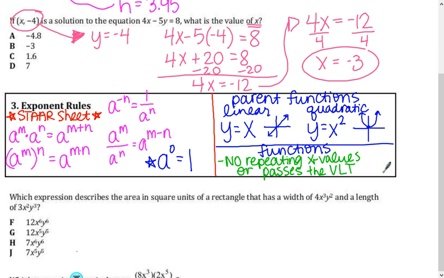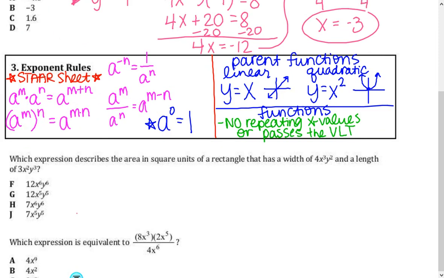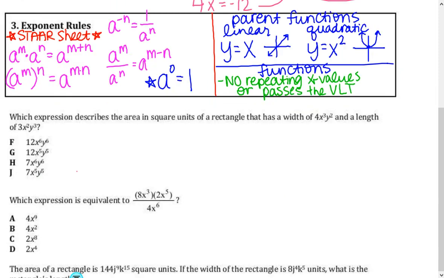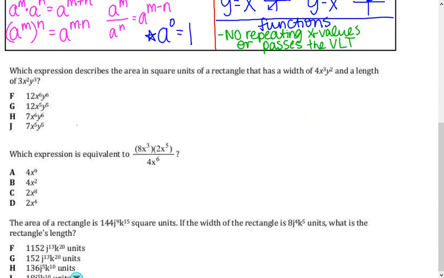All right, so that'll be helpful for your vocab homework. Let's practice some of these exponent rules, and then we will be done. Which expression best describes the area of a rectangle that has a width of this and a length of this? Again, you have to know that area is equal to length times width. So for this rectangle, I'm going to say this, using those parentheses, times this.